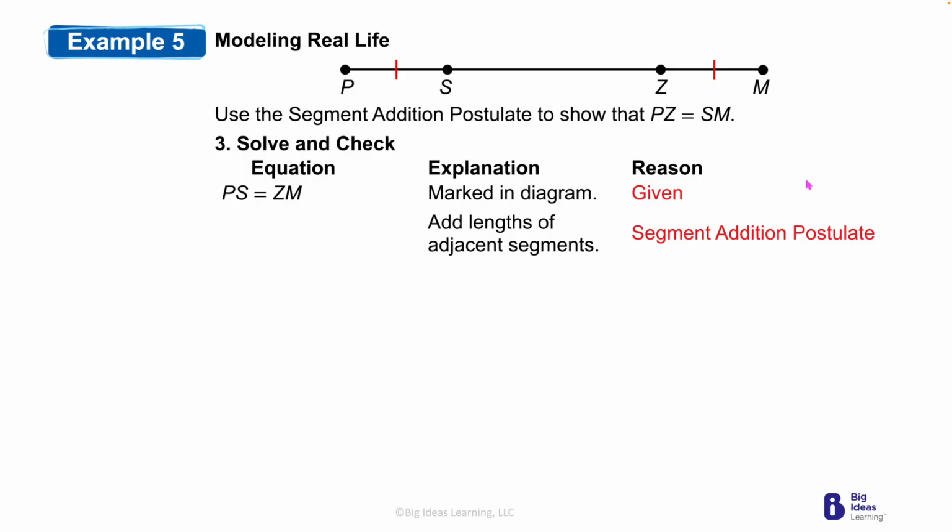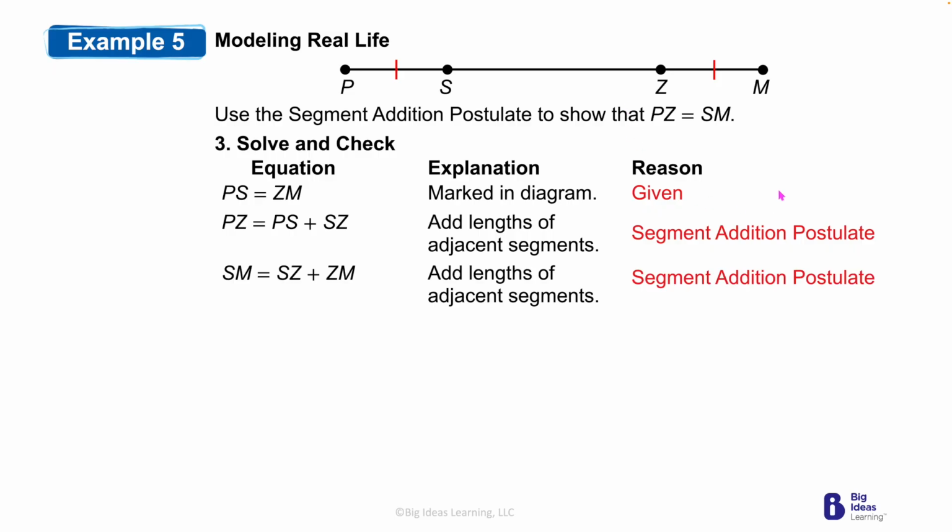So let's do some segment addition. So we're going to add length of adjacent segments. So PZ, this piece right here, is PS plus SZ. That's an easy one, right? We're going to do it again for the other one. So SM, this bigger piece over here, equals SZ plus ZM.